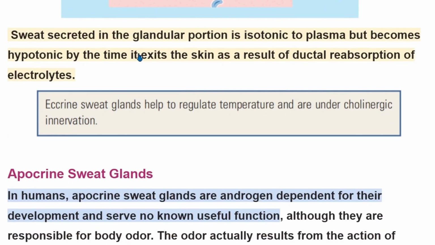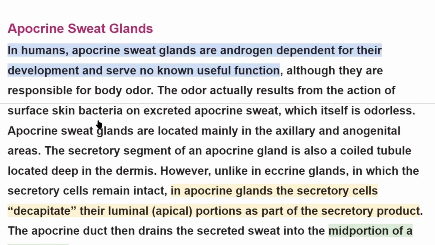Sweat secreted in the glandular portion is isotonic to plasma, but becomes hypotonic by the time it exits the skin as a result of ductal reabsorption of electrolytes, as we explained. Eccrine sweat glands help to regulate temperature and are under cholinergic innervation.